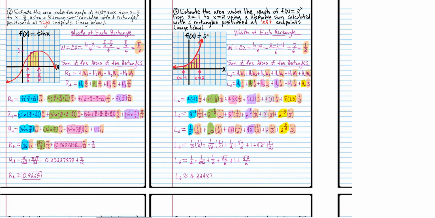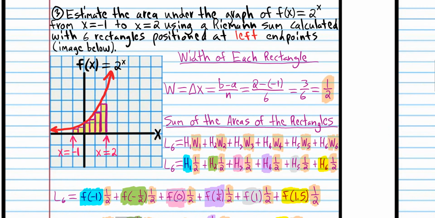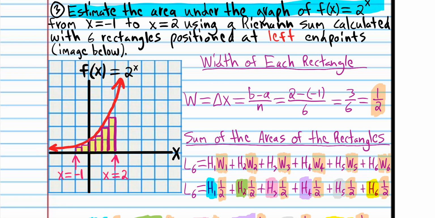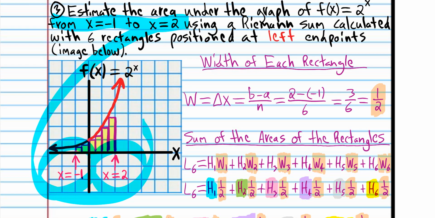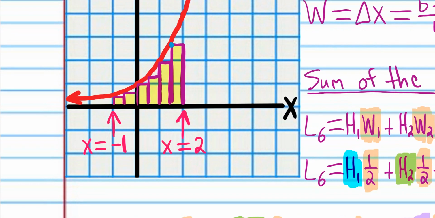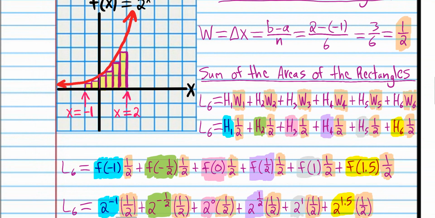So let's look at a couple more of these problems before you try one on your own. Here we have a totally different graph. We have an exponential function. It says estimate the area under the graph of f of x equals 2 to the x power from x equals -1 to x equals 2. Those are the horizontal bounds. And we're supposed to use a Riemann sum calculated with 6 rectangles. Notice in the picture we have 6 rectangles, and they're positioned at left endpoints, meaning the top left corners of the rectangles are hitting the graph. So we need to use those blue points to find the heights of the rectangles.